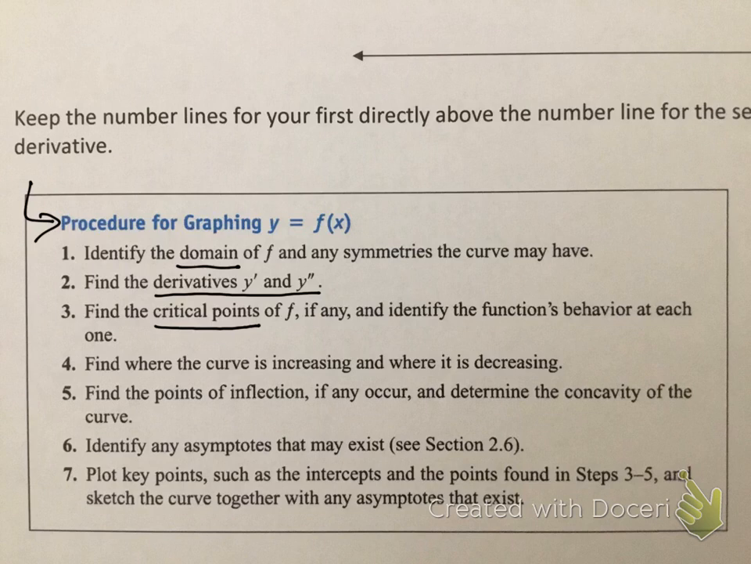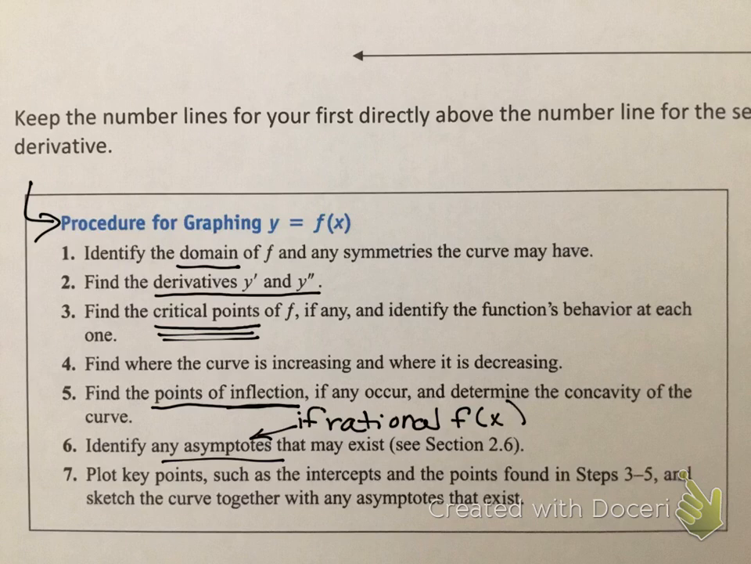You can determine your second order critical points from your second derivative, and they will tell you any points of inflection that you have and determine your concavity. If you have a rational function, identify any asymptotes. You remember how to do that from early in the semester. And then you are going to plot these key points. You're going to plot intercepts, local extrema, and inflection points, and that's going to help you sketch your curve.